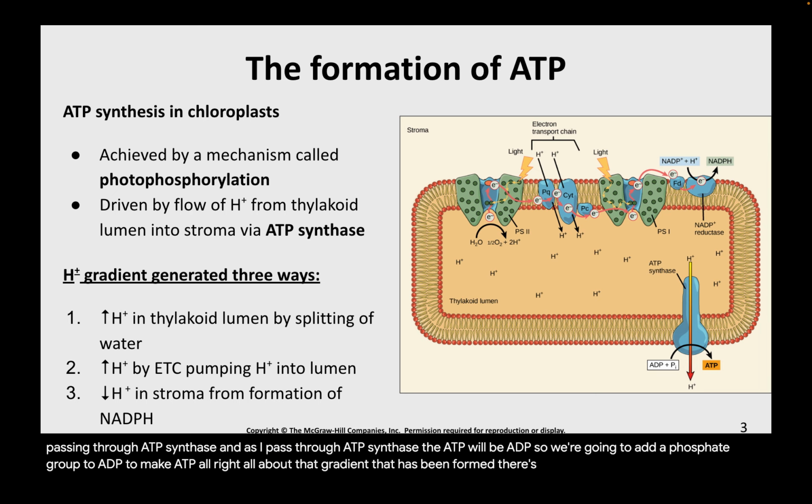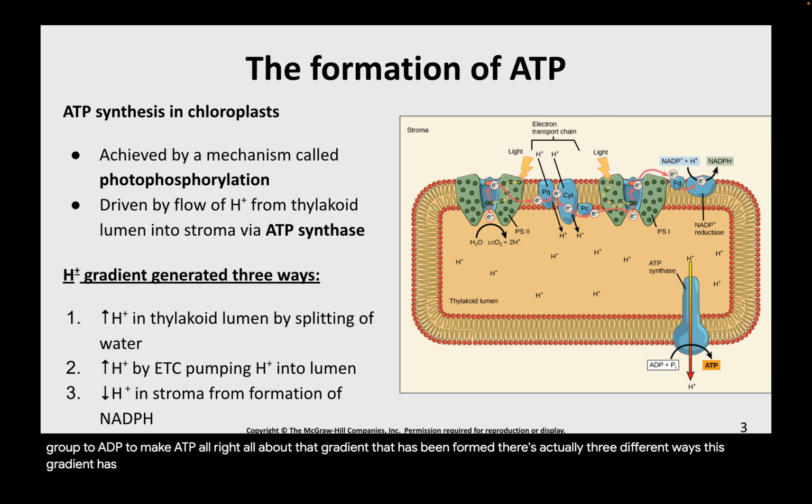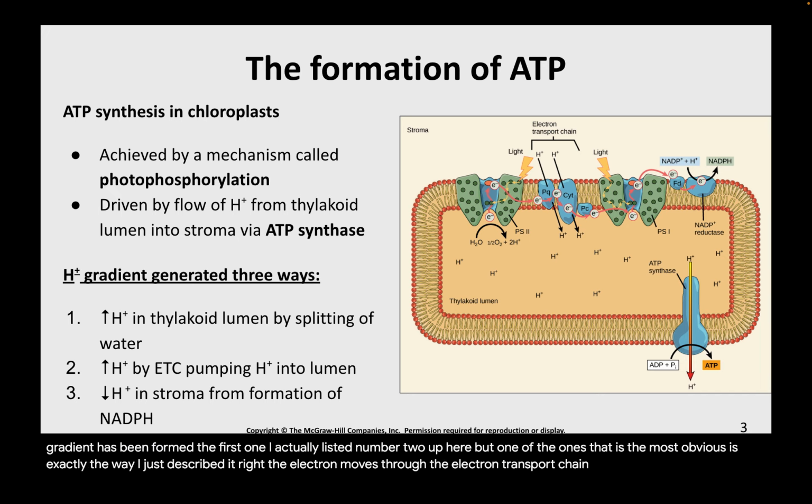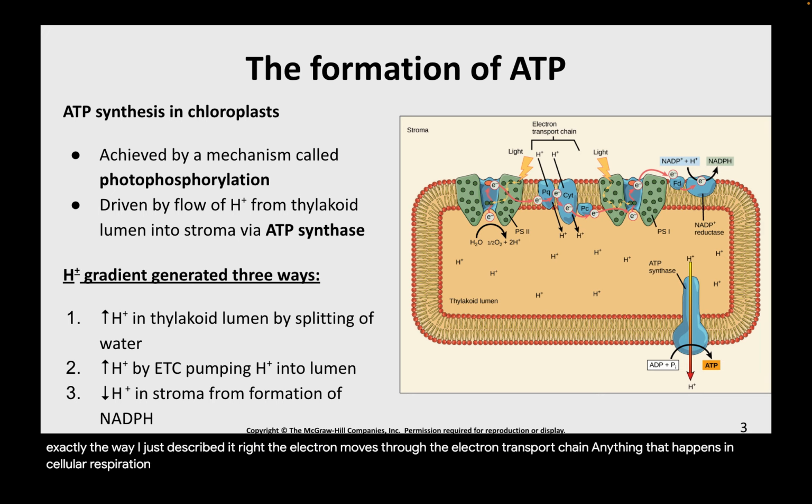There's actually 3 different ways this gradient has been formed. The first one, I actually have listed as number 2 up here, but one of the ones that is the most obvious is exactly the way I just described it, right? As the electron moves through the electron transport chain, it pumps hydrogen ions across the membrane to get that buildup, right? Same thing that happens in cellular respiration. But there's also 2 other ways that are a little bit more subtle that add to this gradient, right?